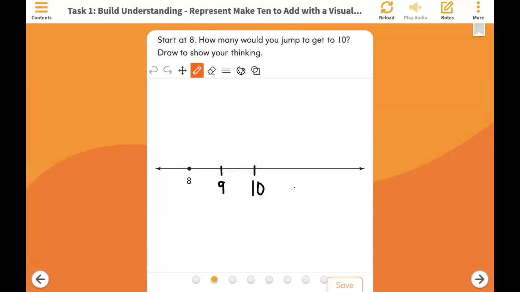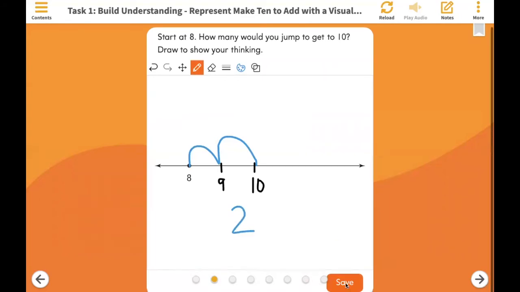So on my number line, I went ahead and added my numbers until I get to the number 10. So I have 8, 9, and 10. What I'm going to do is make jumps on the number line, and we'll count to see how many jumps it takes to get to the number 10. 1, 2. It took 2 jumps to get to the number 10.